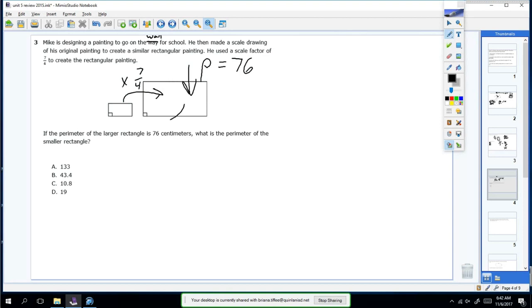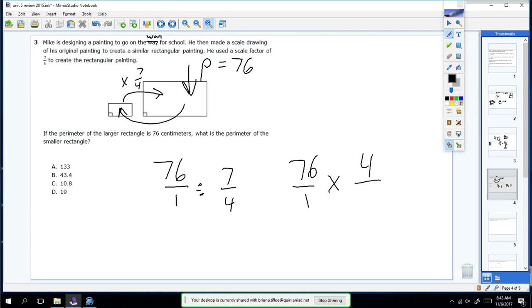So it means we have to go back. We have to do the opposite to get the smaller one. Well, opposite is dividing. So we're going to take 7/1 and we're going to divide it by 7/4. So we're going to divide fractions like keep, change, flip. So you're going to keep the first one, change the sign, and then flip the fraction. So then you're going to do 76 times 4. 76 times 4 should come out to, what, 304?